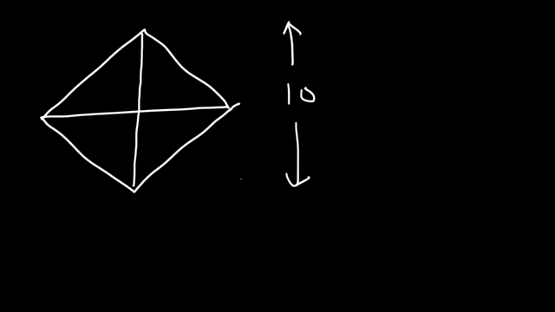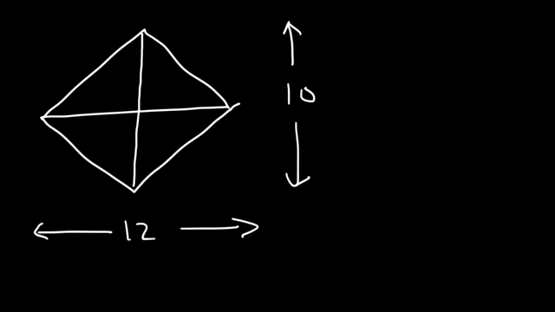Now the next shape that we need to talk about is the rhombus. So let's say the length of the first diagonal is 10, and the length of the second diagonal is 12. What is the area of this rhombus?